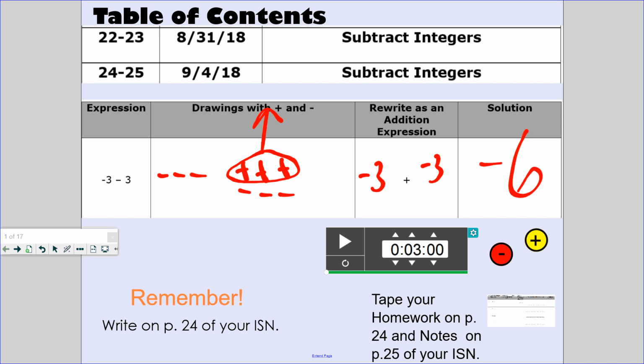Some people use the hint of add the opposite. So you start with -3, turn the subtraction to an adding. What's the opposite of 3? -3. -3 plus -3. So you keep -3, turn the subtraction to adding. Opposite of 3 is -3. That's how I could do it without drawing.